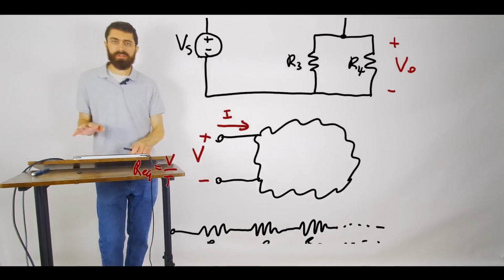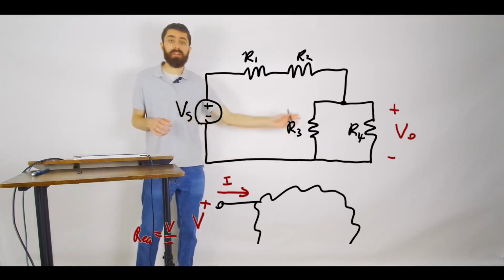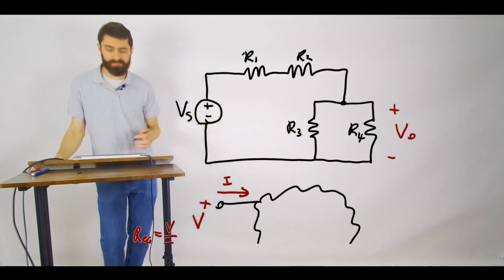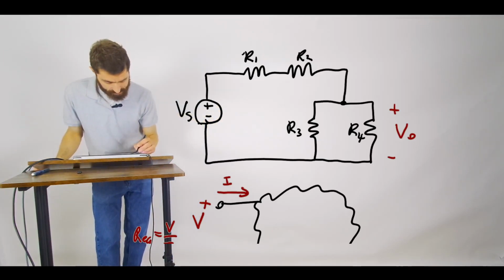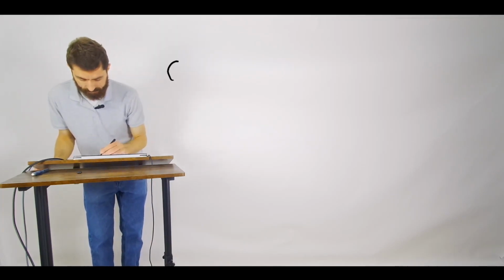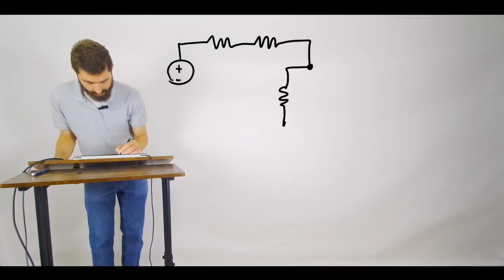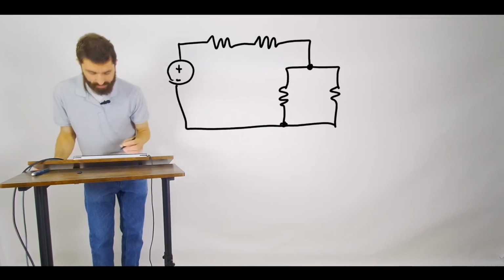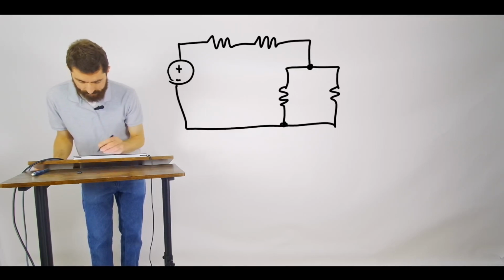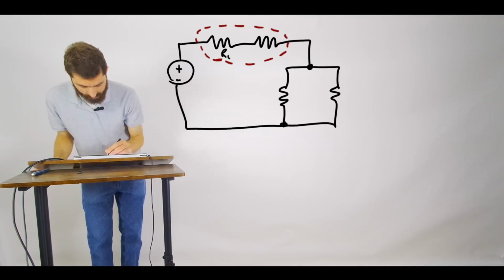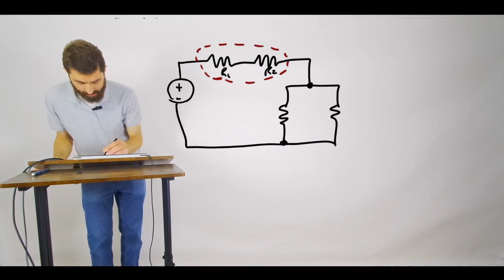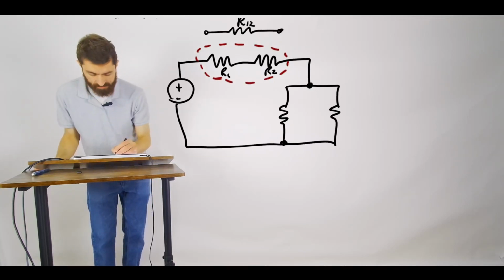So now that we have those tools under our belt, we can go ahead and make this circuit much more simple. So let's go ahead and open up a new page here. And we've got our circuit here. And what we can do is we can start combining resistors. So this combination here, R1 and R2, we can combine into a single resistor, R12. You can replace it.